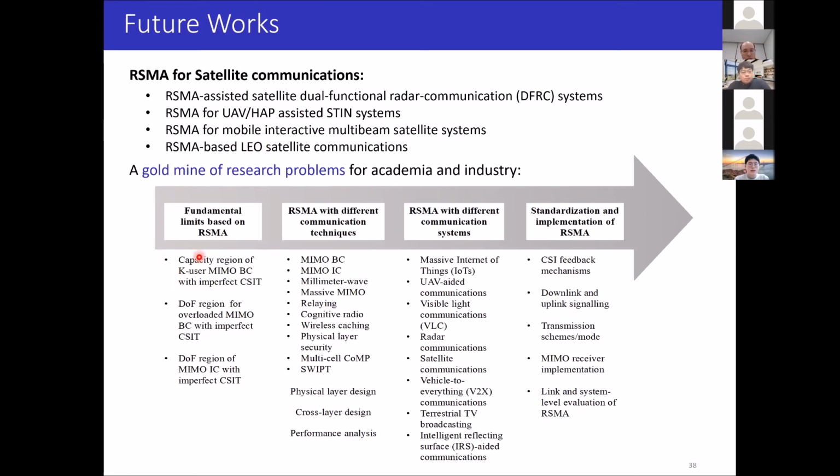And rate splitting really leads to a broad range of new research problems on the fundamental limits on one hand, and on different communication techniques for different scenarios, for different communication systems, the satellite, terrestrial, integrated networks. And you can have lots of issues more on the implementation and the standardization side as well.